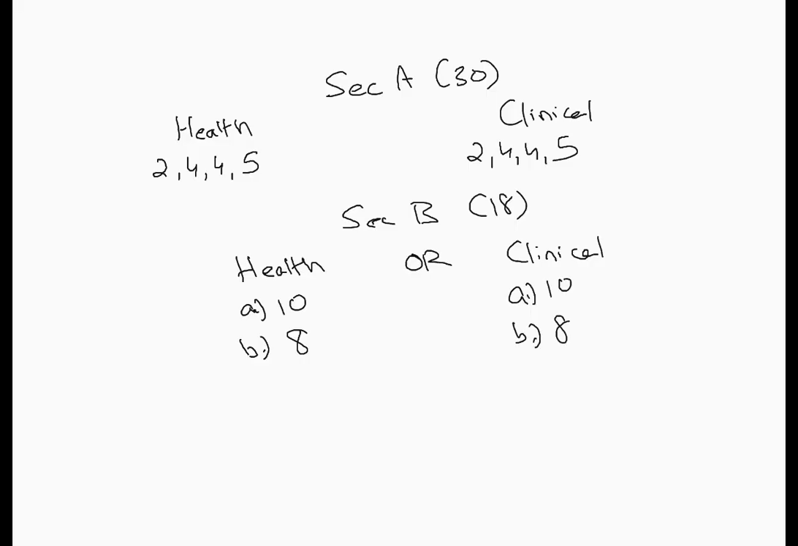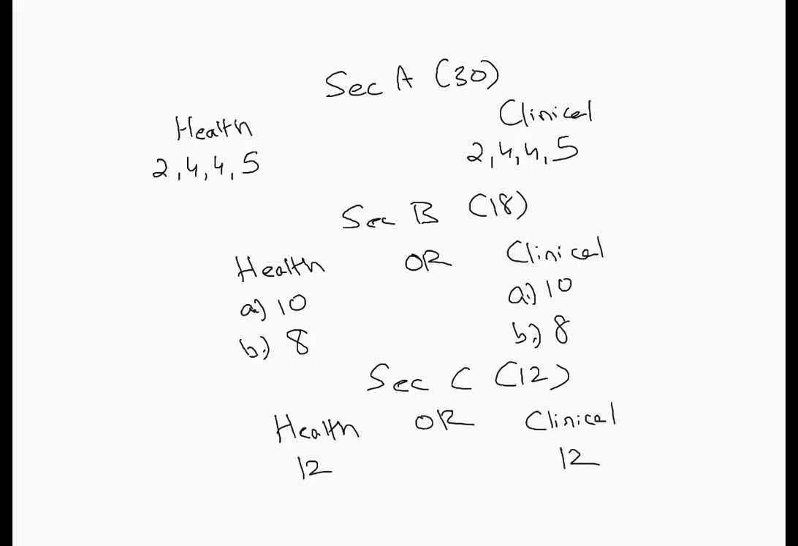And the biggest change, there was a section C for 12 marks with just 1 question on health and just 1 question on clinical. And again, you had a choice of whichever one you wanted to do. And this 1 question would be a total of 12 marks. So imagine having to write a 10 marker, an 8 marker, a couple of 2, 4, 4, and 5 markers, and then to end it all off, a long 12-mark debate question as well, which would maybe take up to 3 to 5 pages. So a lot of writing was involved in this previous format.